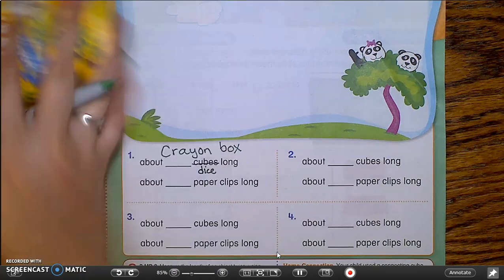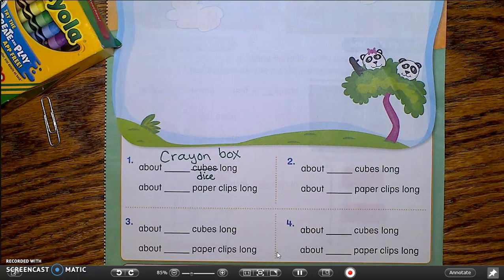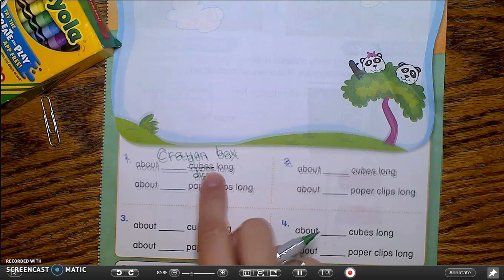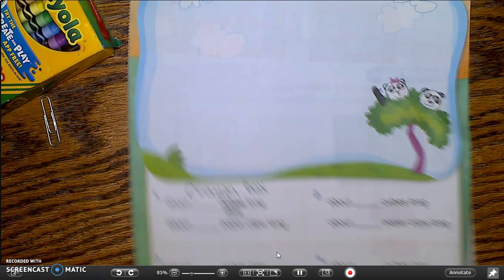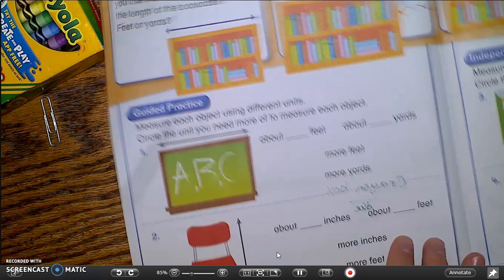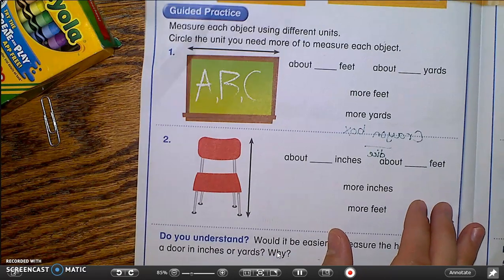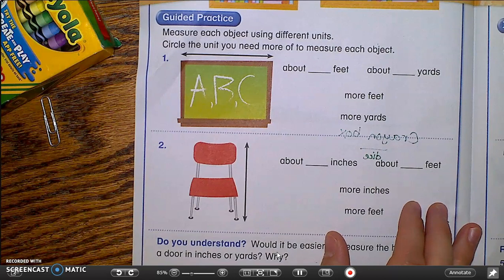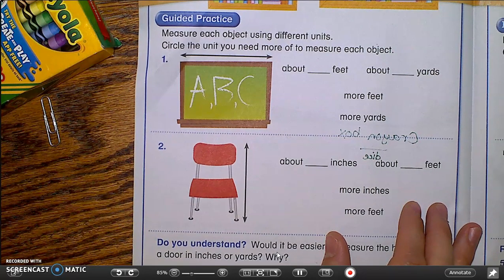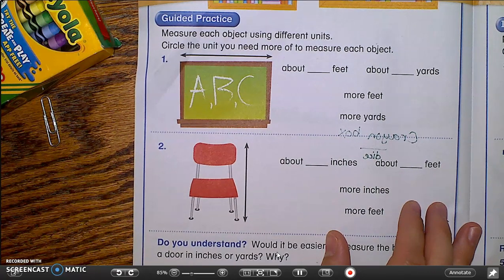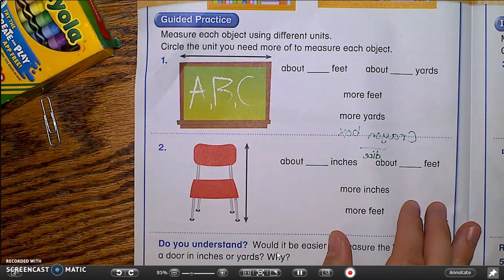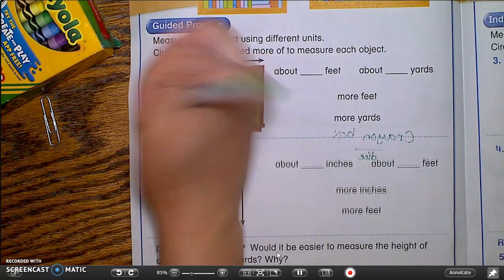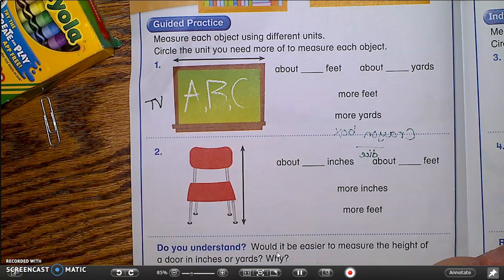All right, so you have to find 4 items around your house. Measure it first with 1 item of cubes and 1 item of paper clips. And if you don't have it, find something else. Here on the inside, you need to measure different items. I know this is hard because you may not have a chalkboard or a whiteboard at your house. Could we use maybe the screen of your TV?